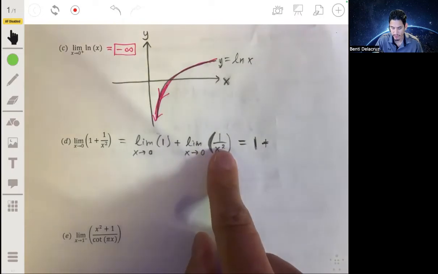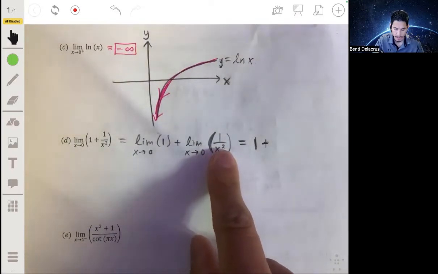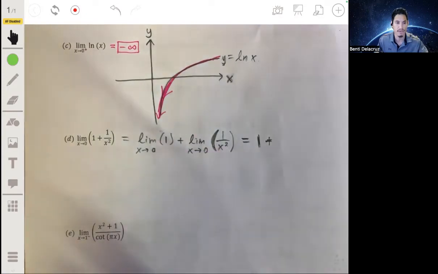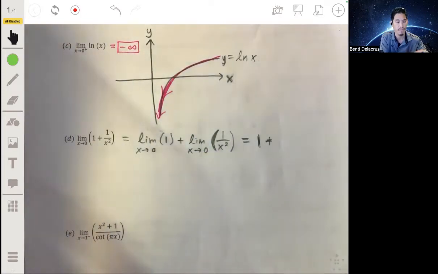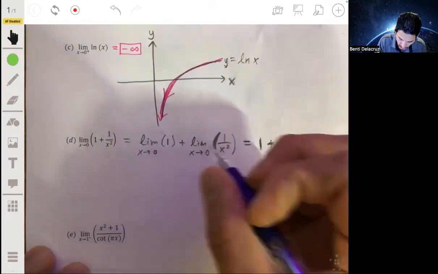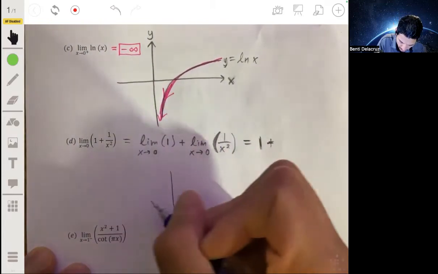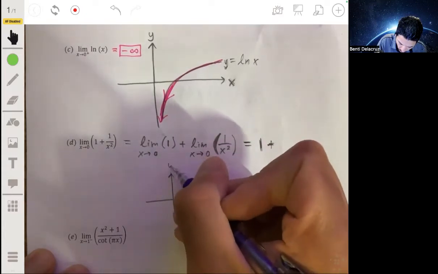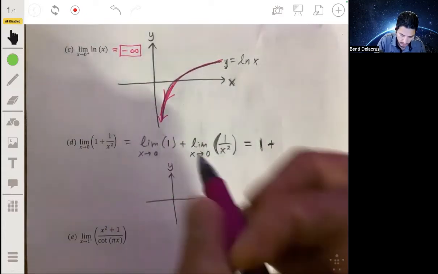And this, if you remember our graph, is basically going to be infinity, because the graph of 1 over x squared looks like a cone. Let me just sketch it again in case you forget, but you should know what this graph looks like. So the graph of 1 over x squared looks like this.